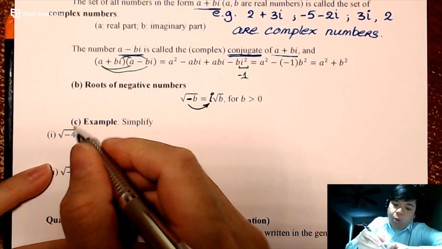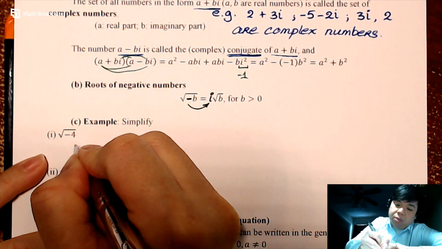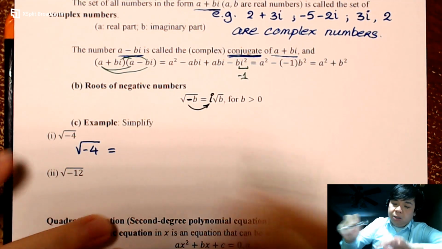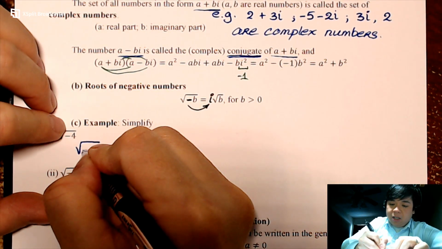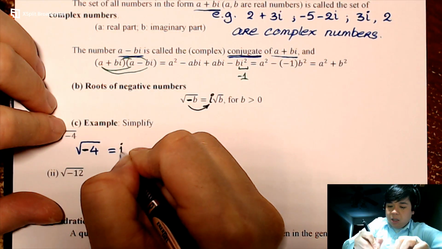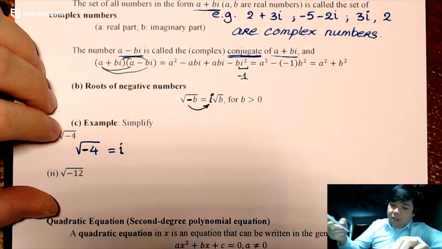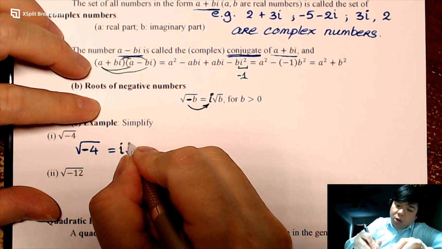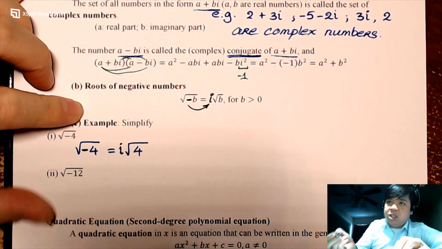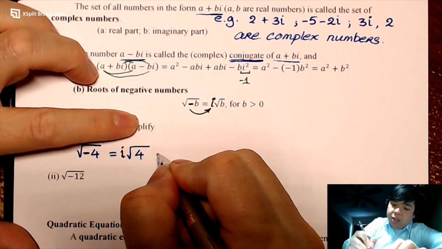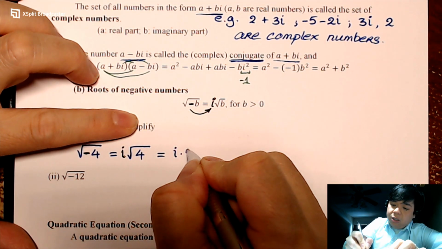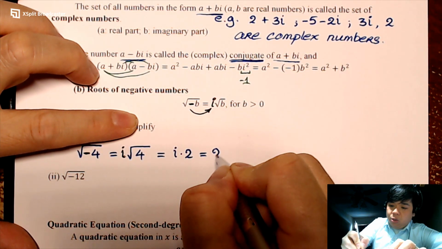Square root of -4, I just copy the problem. See, there's a negative inside the square root. The first thing we do is turn it into an i outside of the square root. So the negative we take outside of the square root, and we just have that. The square root of 4 is 2. So we have i times 2, or we have 2i.